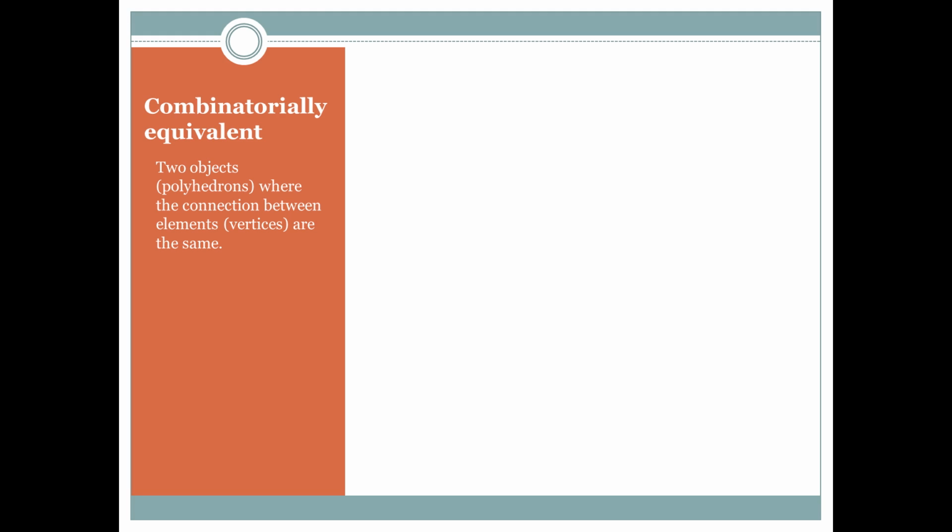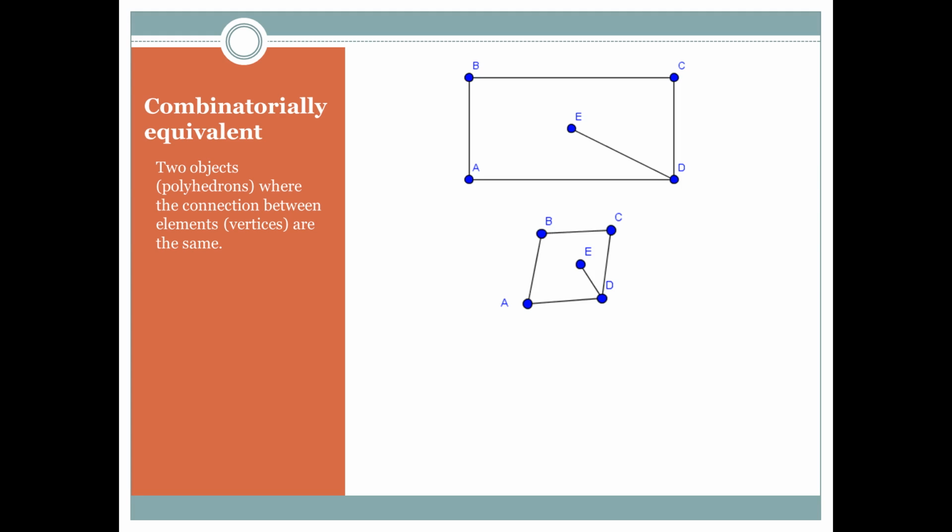So if we have this shape here, so we have connections A to B, B to C, C to D, D to E, and also A to D. If we have the same vertices with the same connections, then they will be combinatorially equivalent. So for example, we have this, or this, or this. So all of these have the same connections and the same vertices, so therefore they're combinatorially equivalent.